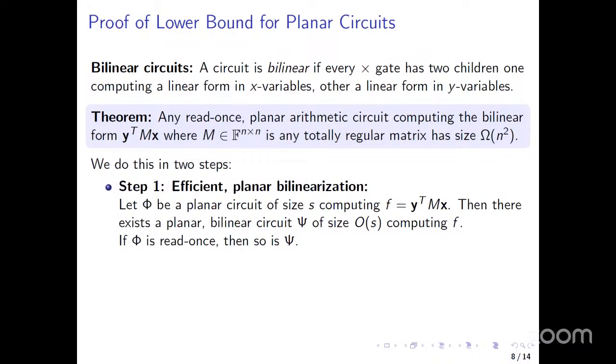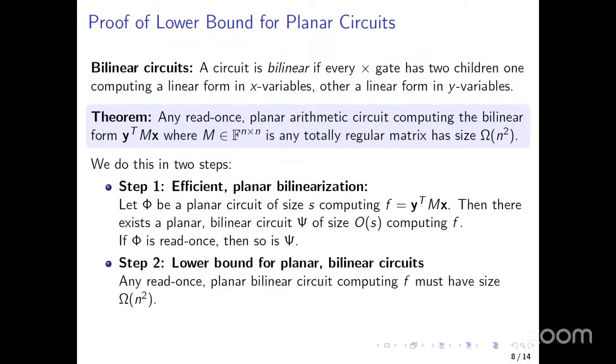Okay. So the proof is in two steps. The first step is you do an efficient bilinearization for planar circuits. And the second step is, now that you have done efficient bilinearization, you can try and show this lower bound only for bilinear circuits.